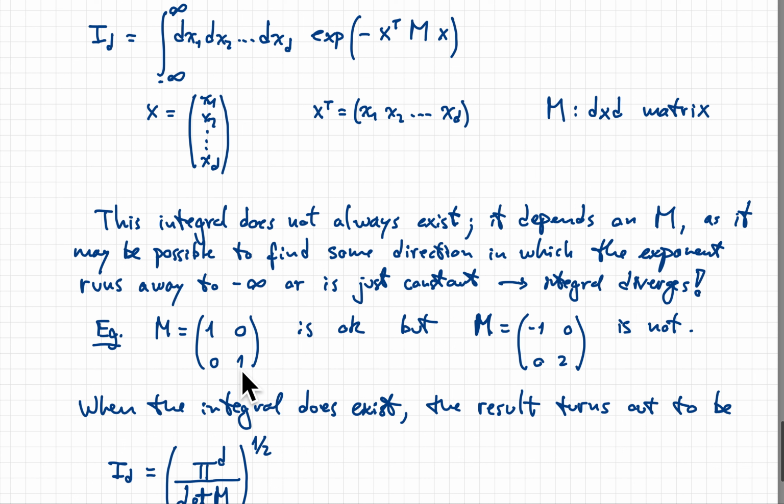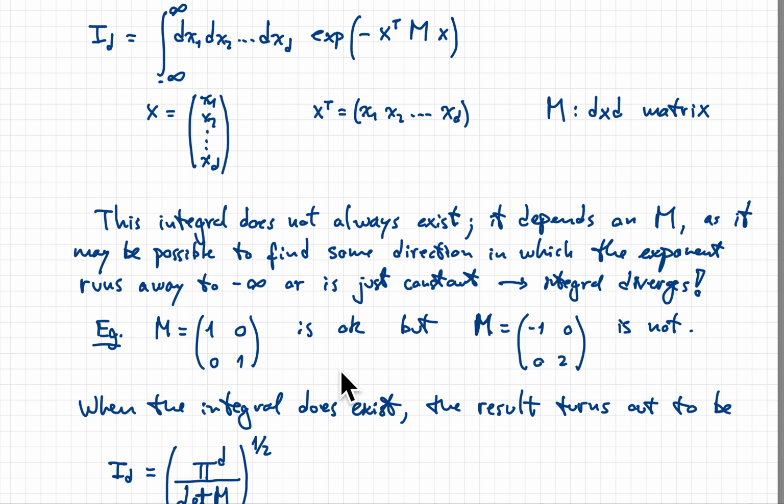An example that works is if M is just 1, 1, so then the exponent is e to the minus x1 squared and then minus x2 squared, and so both decay, and so both are fine. But if you have minus 1 and 2, then the 2 will be okay, but this minus 1 will give us e to the plus x1 squared. So this minus sign will cancel with this minus sign, and then it will explode at infinity. And so of course the integral diverges. So not every matrix is okay.